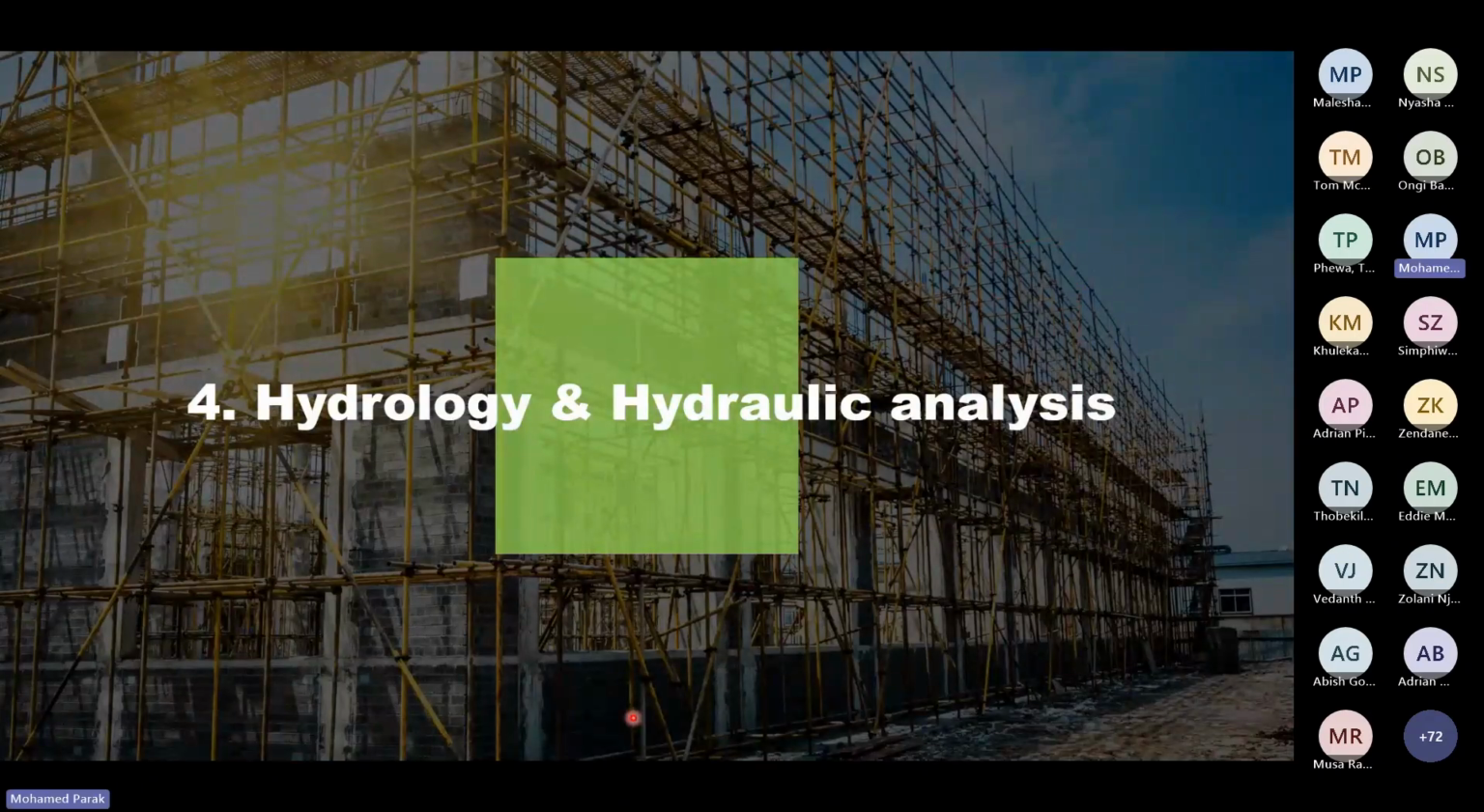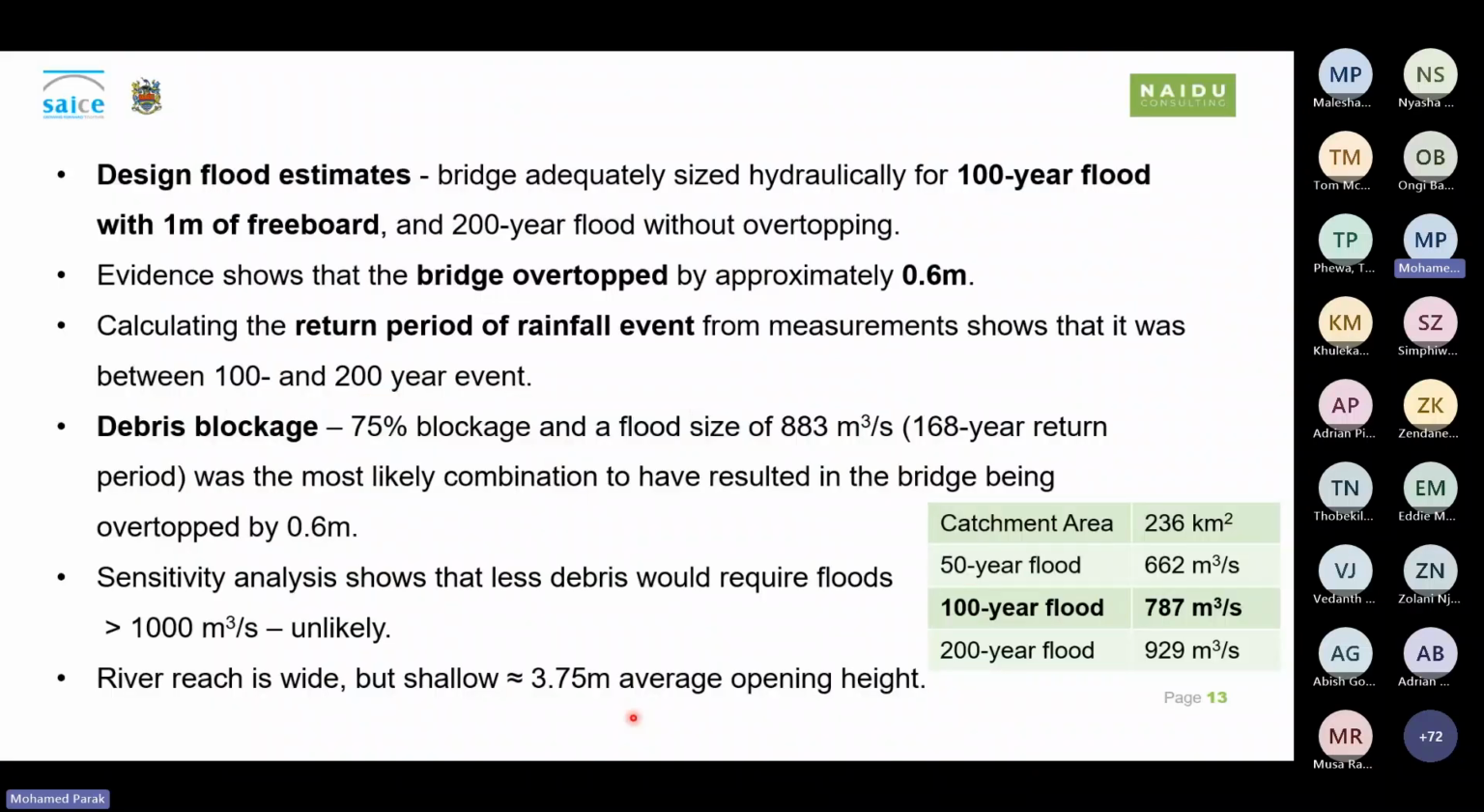Now looking at the hydrology and hydraulic analysis. This analysis showed that the bridge was originally adequately sized to pass a 100-year flood event with at least 1 meter of freeboard and a 200-year flood event without overtopping. However, the evidence did show that the bridge was overtopped by 0.6 meters or 600 millimeters.